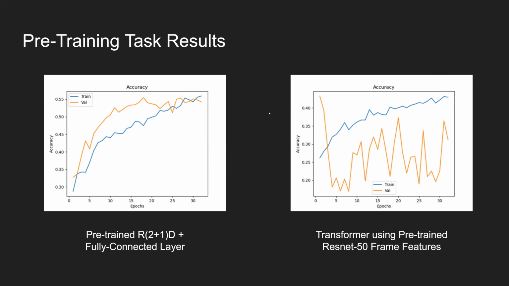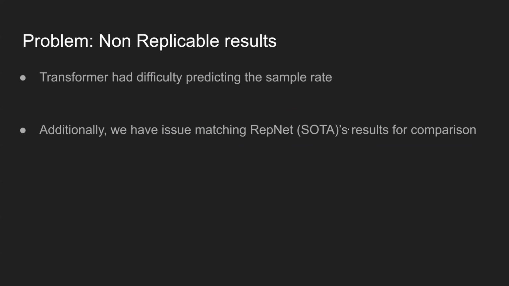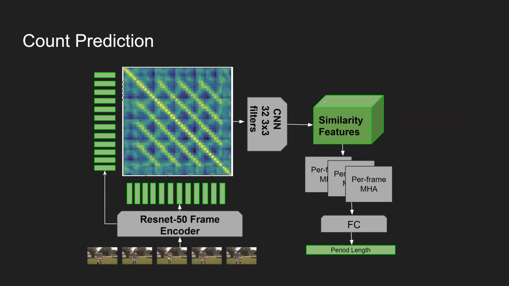But we found that we couldn't seem to use a transformer to enrich these frames. And this led us down a path where we started to figure out that we couldn't replicate RepNet's state-of-the-art results to compare against. And for a refresher, their system basically looks like this. It's that self-similarity matrix where they just take all of their 64 frames, compare them against all the 64 frames, and then use a convolution to sort of figure out, based on this matrix here, what the periodicity is.